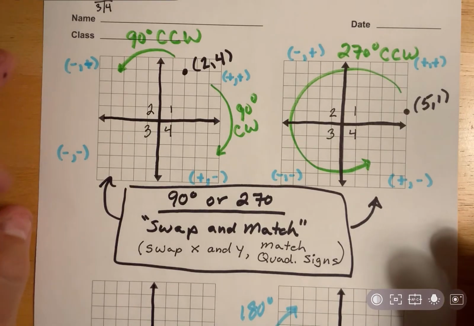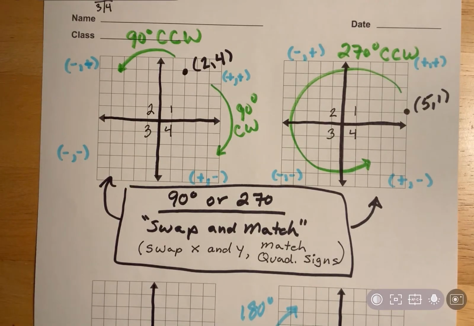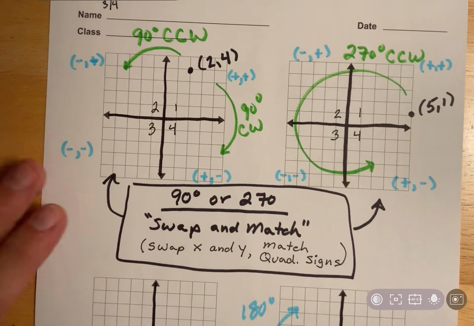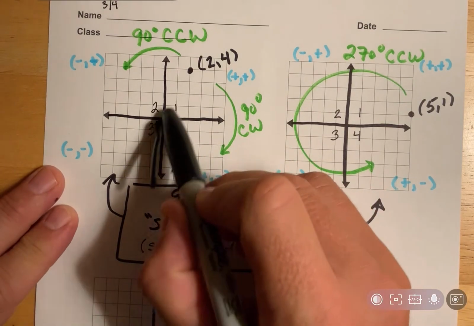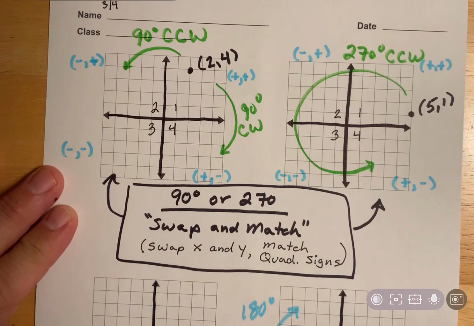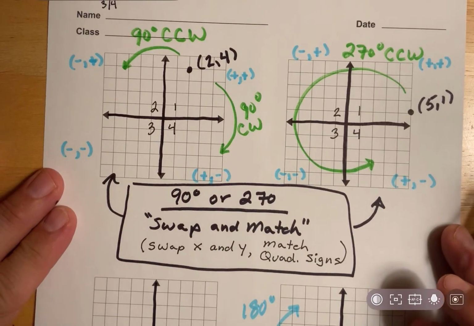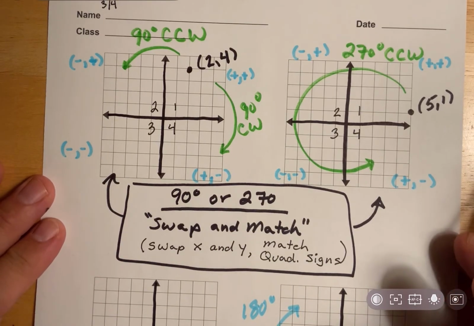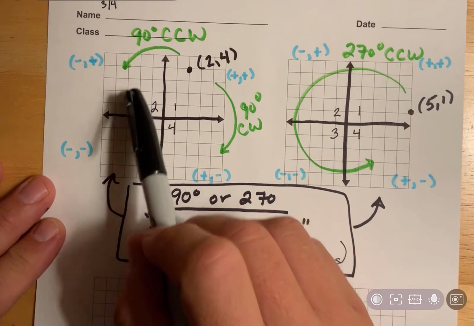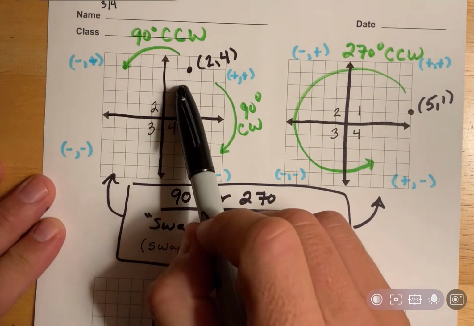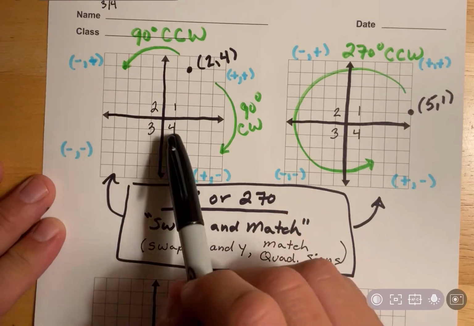All right, this video is going to walk you through how to rotate points and objects around the origin, either rotating by 90 degrees, 180 degrees, or 270 degrees. Now, the first thing we need to talk about is the quadrants. There are 4 quadrants in a coordinate system. There's quadrant 1, quadrant 2, quadrant 3, and quadrant 4.